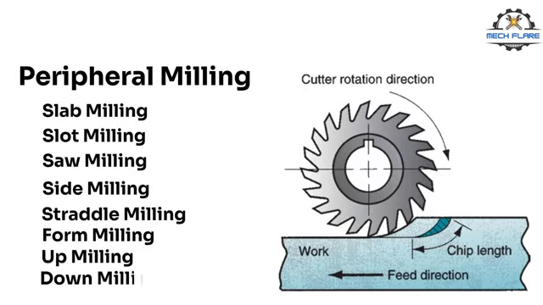In down milling, also called climb milling, the direction of cutter motion is the same as the feed direction when the teeth cut the work. It is milling with the feed.